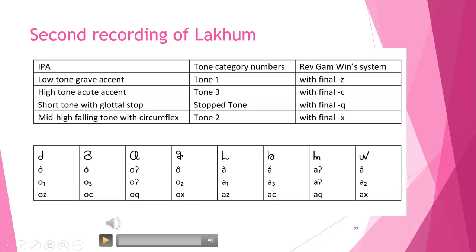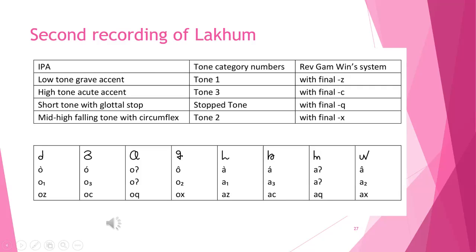And what you can see from this is that there's no connection in form, really, between the 4 symbols for O and between the 4 symbols for R. Having learned the low R, the one which Rev Gam Win writes with AZ or A1, there's no feature that it has in common really with the high tone R, which is the one in the column next to it. So these are completely different symbols.